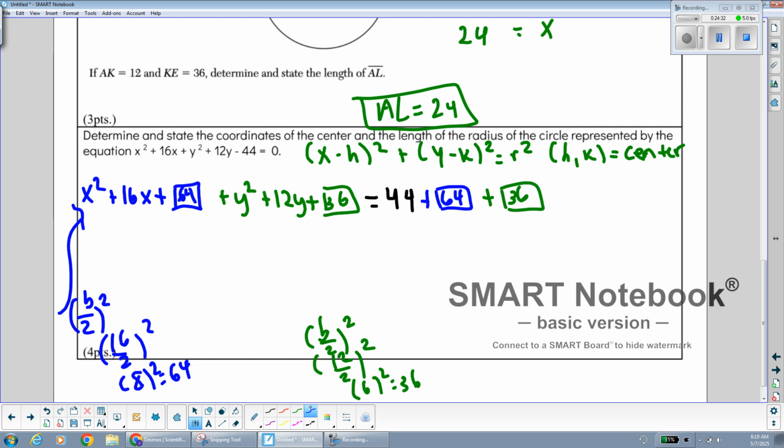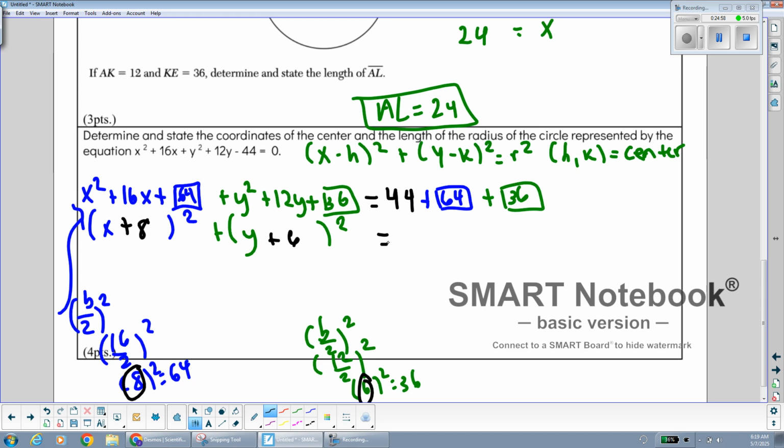Now we need to factor. And remember, it's going to factor to the same factor repeated twice. Same thing over here. It's going to factor to the same factor repeated twice. And the easy trick for what it factors to is the b over 2 before we squared it. So here the b over 2 before we squared it was 8, positive 8. And here the b over 2 before we squared it was 6, positive 6.